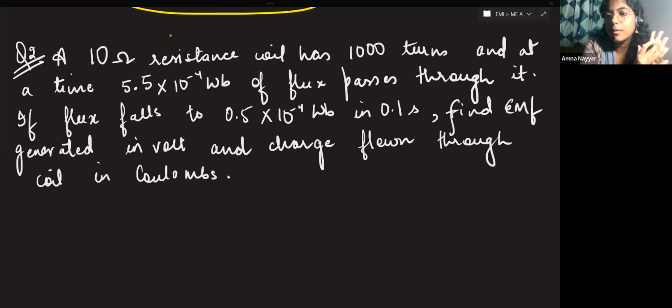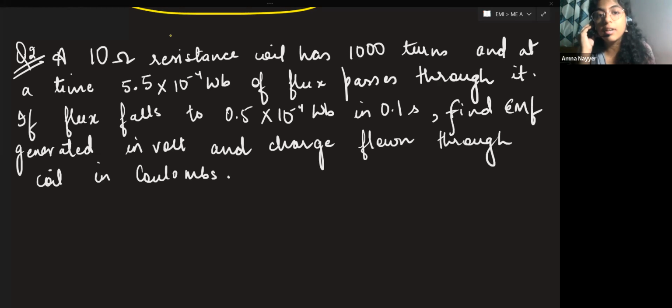So did you try? Any answers that you people are getting? See, it's a formula based question only. It says a 10 ohm resistance coil has 1000 turns. So the number of turns is given to you as 1000.